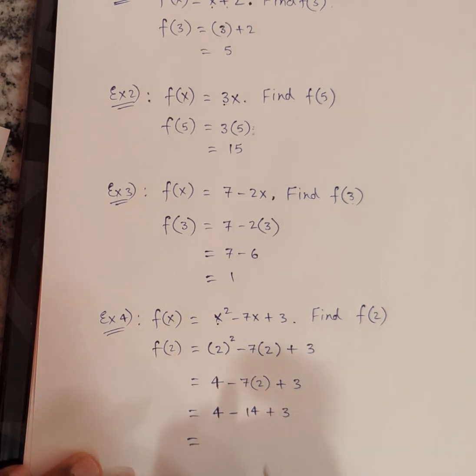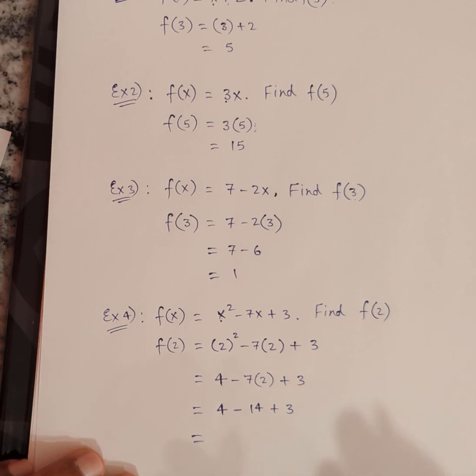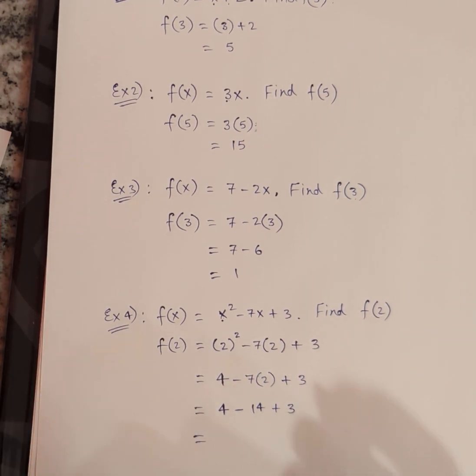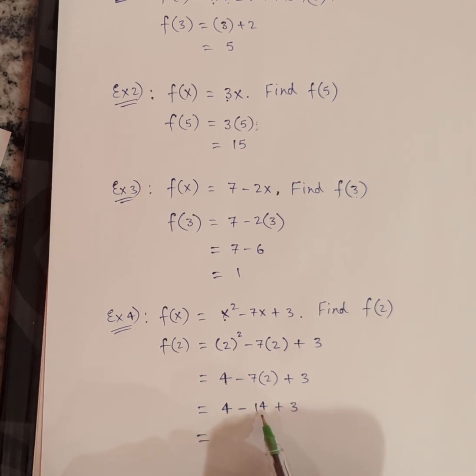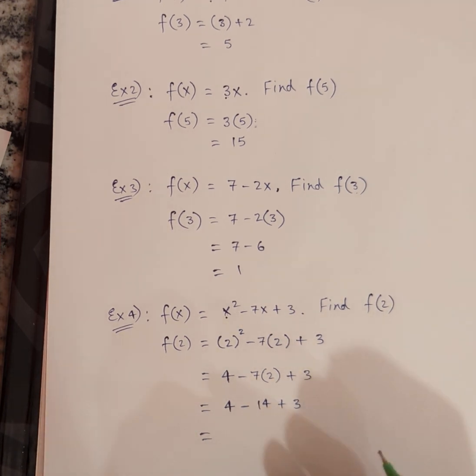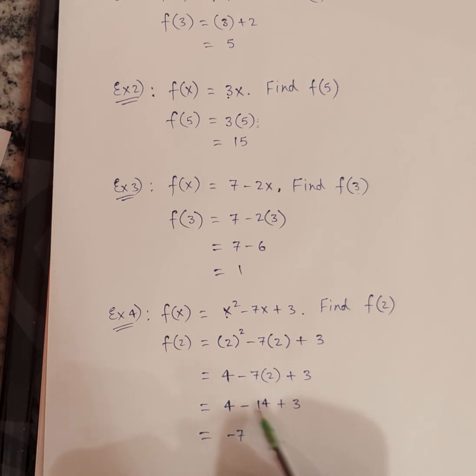Now I have subtraction and addition. Subtractions and additions have the same priority. So when you see both subtractions and additions in an expression, you just want to go from left to right. So I would do 4 minus 14, which is negative 10, and then add 3 to that. So negative 10 plus 3 is negative 7. Now I could have split that into one other step, but there is no danger in just doing both subtraction and addition in a single step.